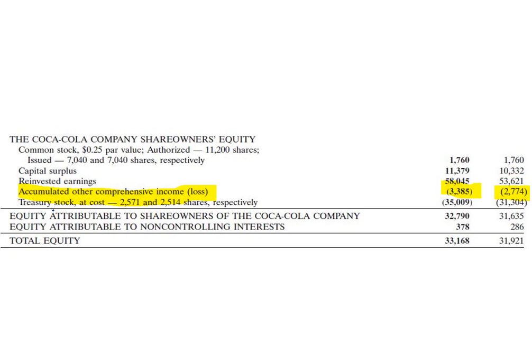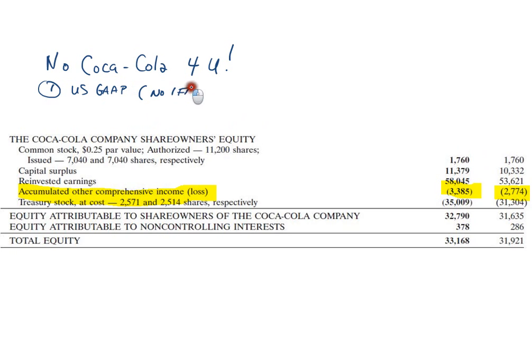Let's skip those for now. Let's do an actual example with Coca-Cola, which, by the way, no Coca-Cola for you. So you can't do Coca-Cola. Do any U.S. GAAP company, just not Coca-Cola. Okay, so that means no IFRS. Okay to work with friends on the same company, but hand in your own copy.